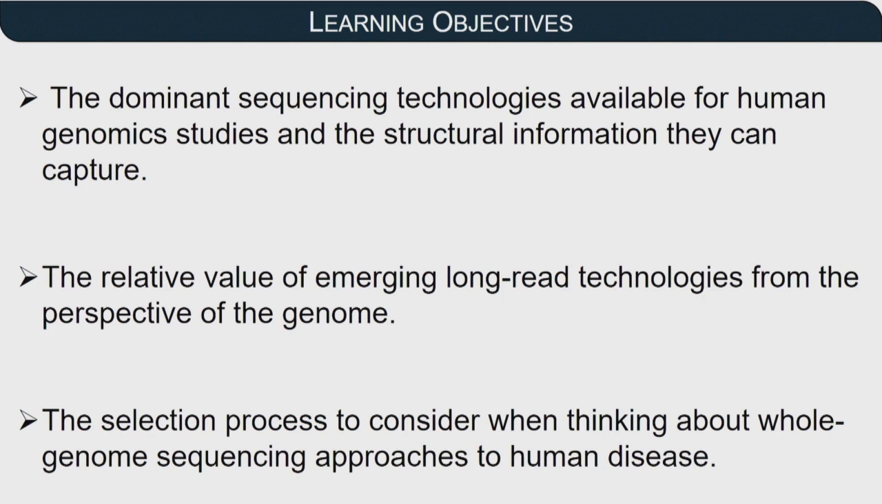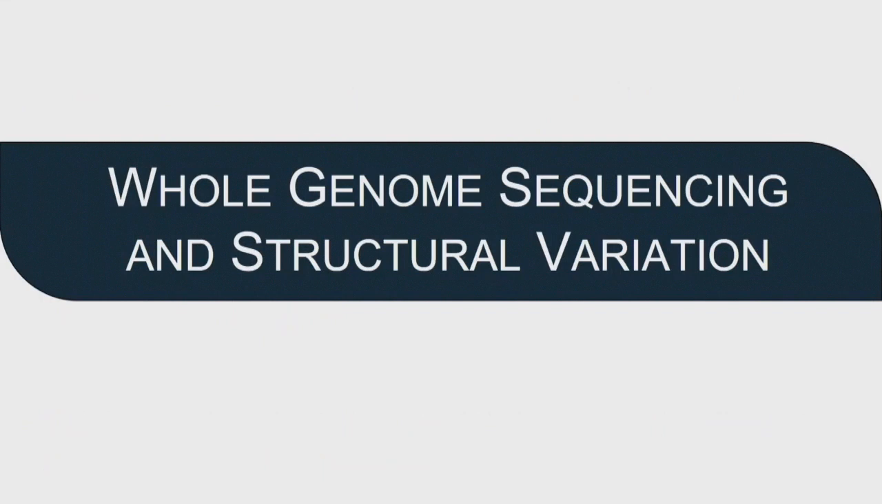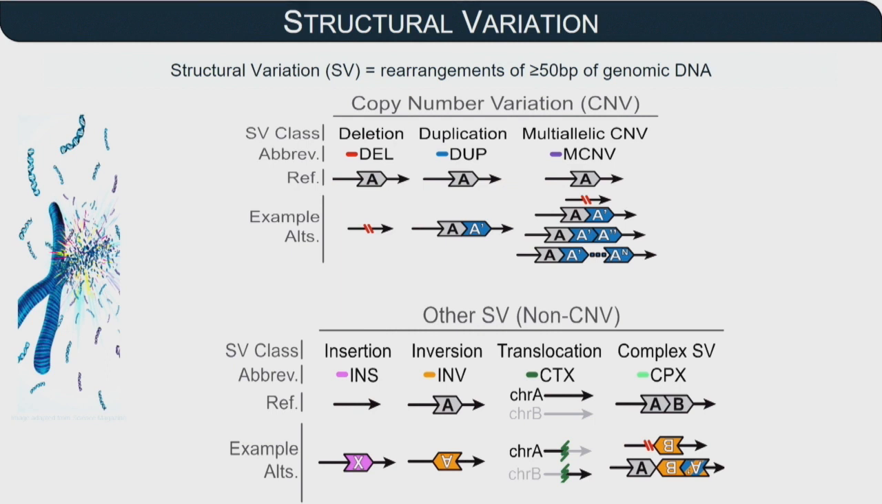And then the selection process, really, to consider when thinking about whole genome sequencing approaches to human disease. So as you're laying out your studies, or the field is thinking about the way forward and the amount of our total investment portfolio that we are willing to put into different technologies, how should we be thinking about that? Okay, whole genome sequencing and structural variation. I will focus almost entirely on structural variation over the next 40 minutes or so. And so let's just start with that baseline knowledge.